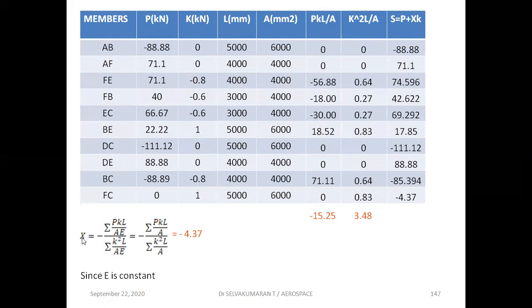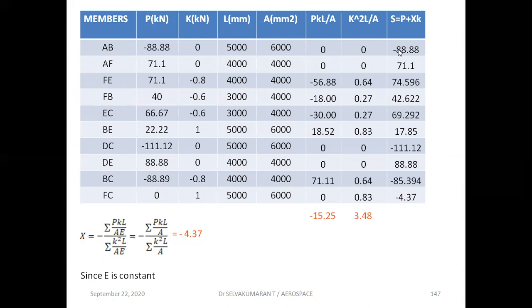Let X be the redundant. The formula is X equals minus sigma PKL by AE divided by summation of K square L by AE. Since in this problem E is constant, E gets cancelled, and it is summation of PKL by A divided by summation of K square L by A. So introduce the columns PKL by A and K square L by A. So get this X value.